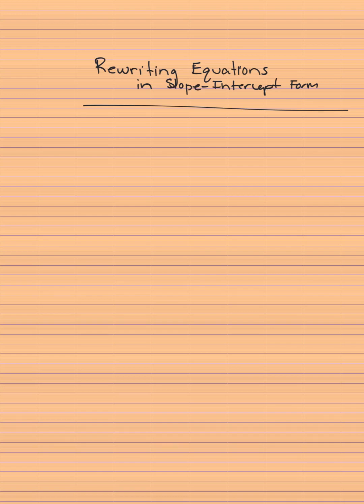We're going to go over how we can rewrite equations so that they are in slope-intercept form. This is something we would want to do if we needed to know the slope or the y-intercept, or if we need to graph it using the slope and y-intercept. So let's start off with slope-intercept form. It needs to look like this: y equals slope times x plus the y-intercept. So we need to have the y value all by itself.